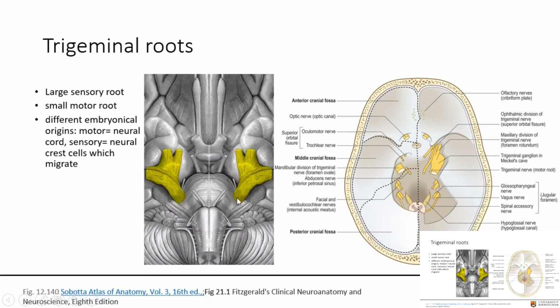The main fibers are related to sensory information, and the other root is the motor root. When you need to identify these, because I know that in the prosectorium we have a cadaveric dissection of the brain where you need to identify the different cranial nerves.